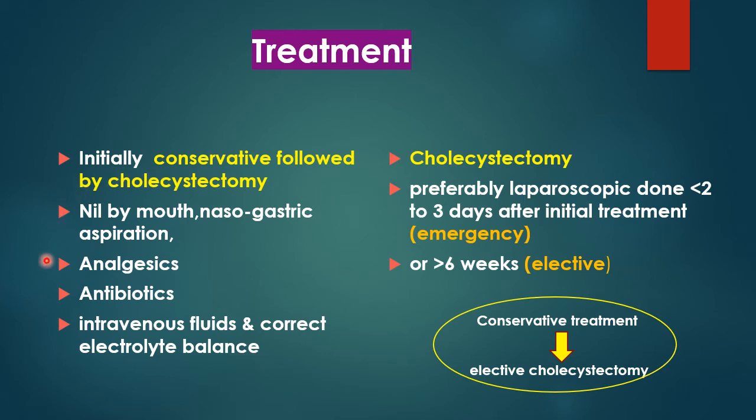Once the first stage of the procedure, the patient is stabilized, then you can plan for cholecystectomy, which can be done as an emergency or as an elective. Emergency when the patient is not improving within the first 3 days, then you go for emergency cholecystectomy. If the patient improves, then you continue the conservative treatment and plan for an elective cholecystectomy 6 weeks later.